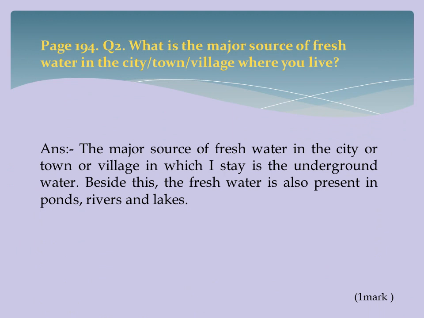Page number 194, question number 2. What is the major source of fresh water in the city, town or village where you live? Answer. The major source of fresh water in the city or town or village in which I stay is the underground water. Besides this, fresh water is also present in ponds, rivers and lakes.